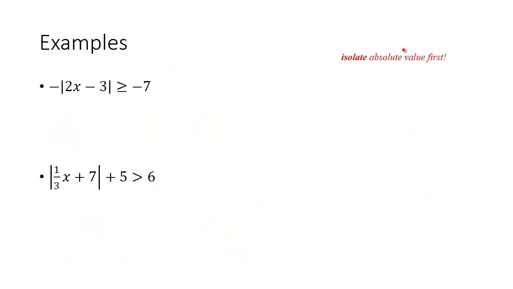Sometimes the absolute value is not isolated, so you need to isolate the absolute value first. In this case, we've got a negative multiplied to the absolute value, so we should divide by that negative 1 on both sides. But when we do that, we need to switch the sign as explained in the inequalities video. So we've got 2x minus 3 absolute valued, but when we've changed the sign here, we change the sign here, and the sign also changes in the middle.